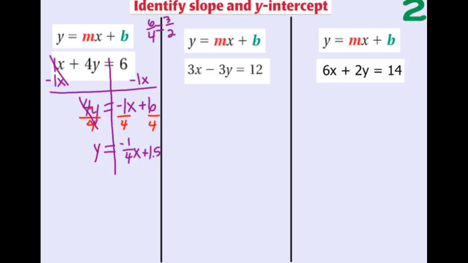So identifying our m, our slope in front of the x, is negative 1 over 4. And our b, y-intercept, is right here, a positive 1.5.